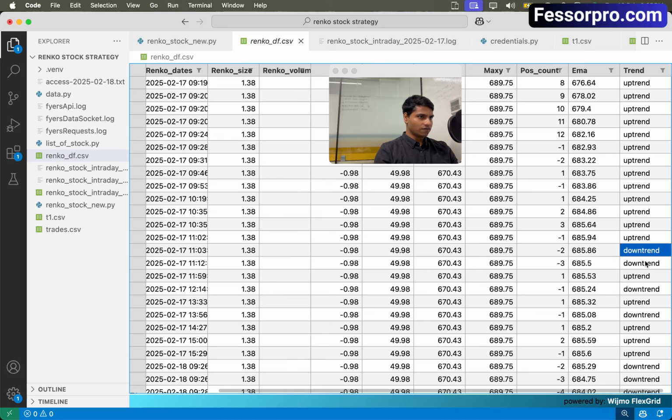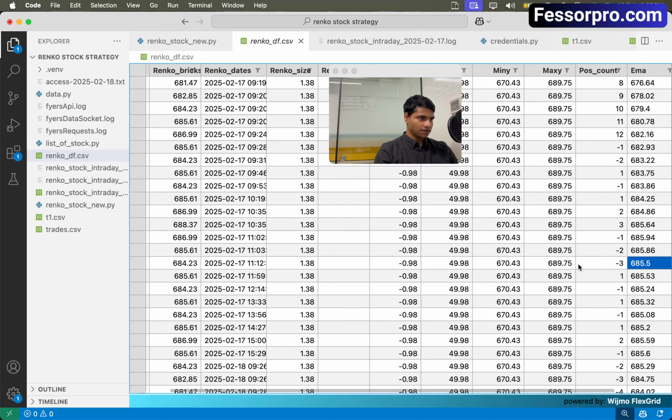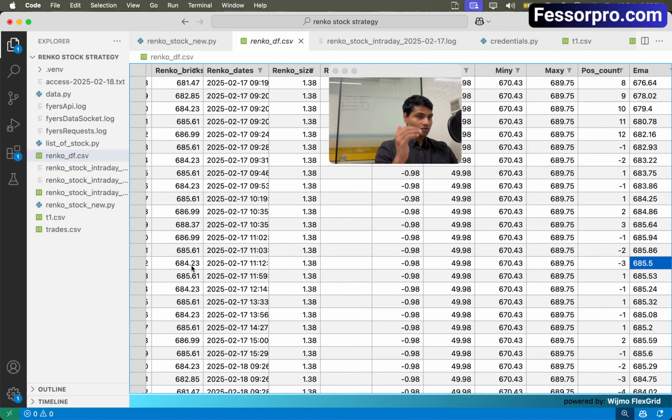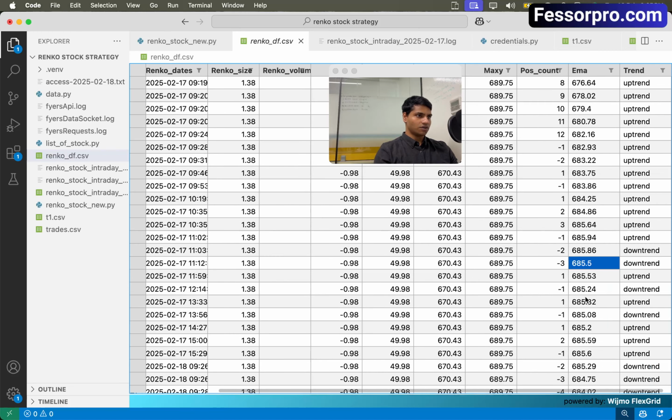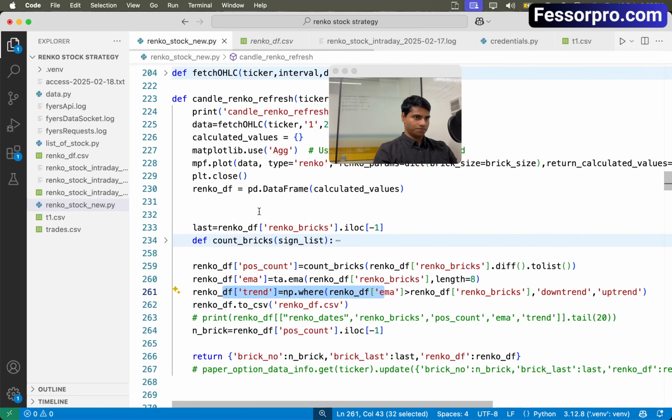And when will I say it's a downtrend? Here you can see this is 685 and here we have 684. So the Renko brick is less than the EMA. It means we are in the downtrend. So this is how I'm calculating the trend column, right?